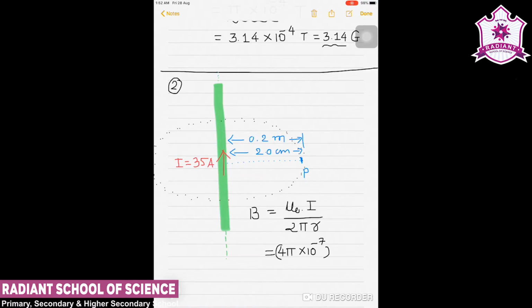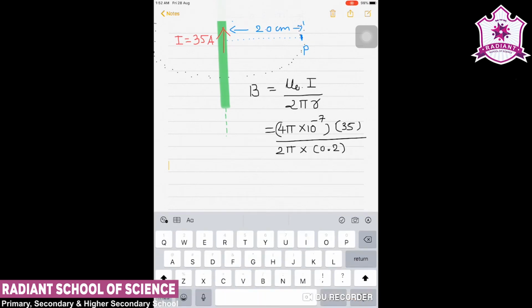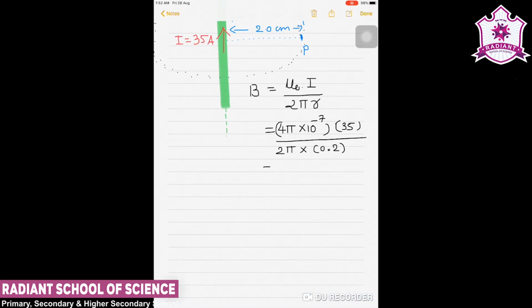Value of current is given, that is 35 ampere, and here 2 pi into radius, that is 0.2 meter. So we are given all these values, we have to find out and solve this. When we solve this, it is clear that pi cancel each other. Here 2 will cancel out with this 4 by 2.